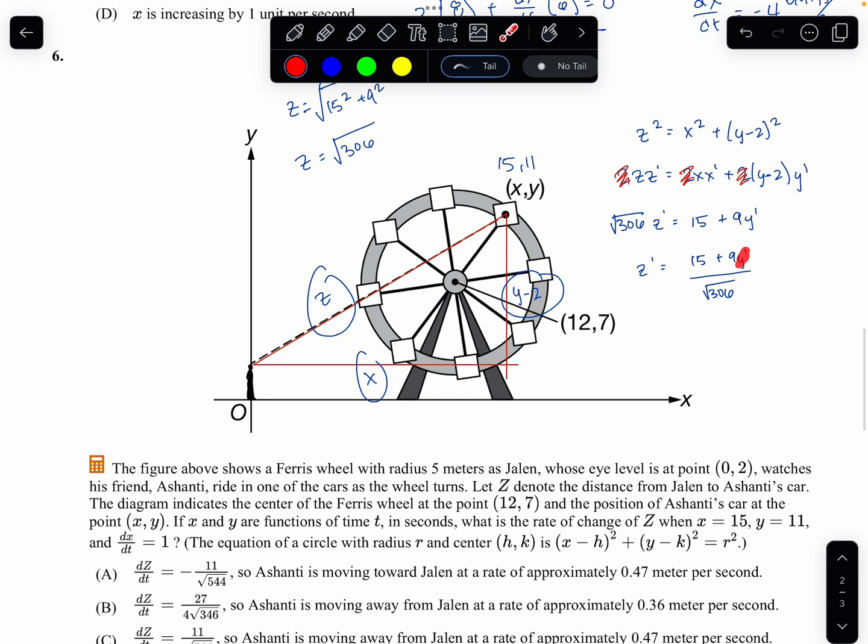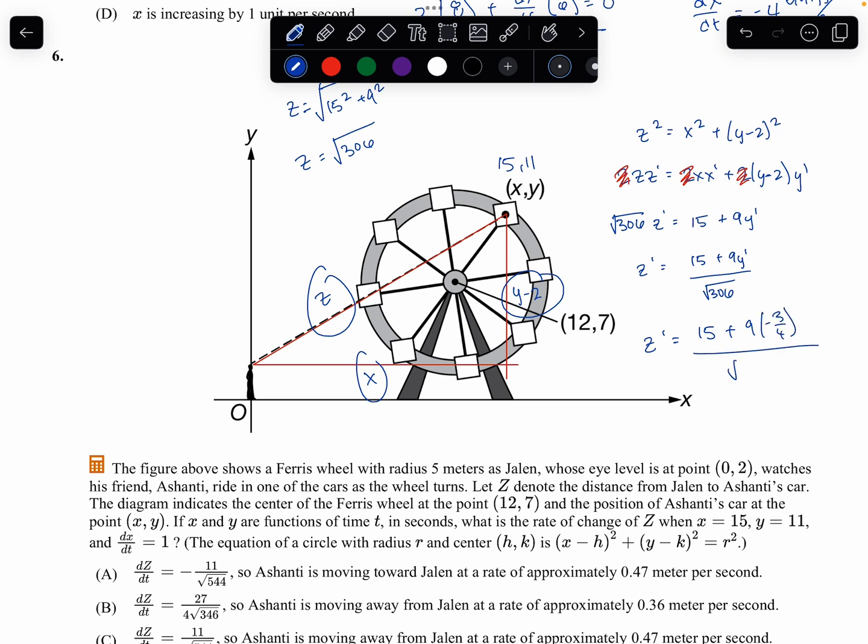So that is what we're going to use for y prime. So y prime is going to go right there. And then z prime is going to be equal to (15 + 9 times negative 3 over 4) all over the square root of 306. And there we go. We'll punch that in.